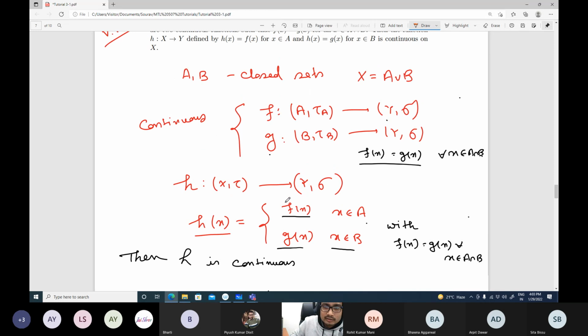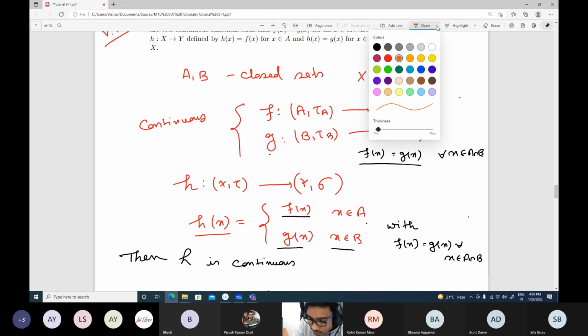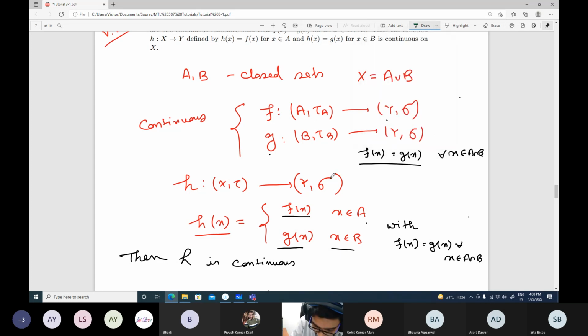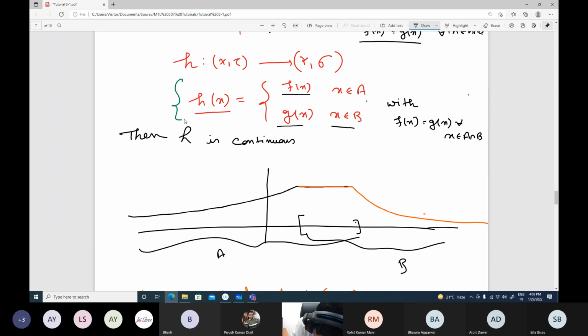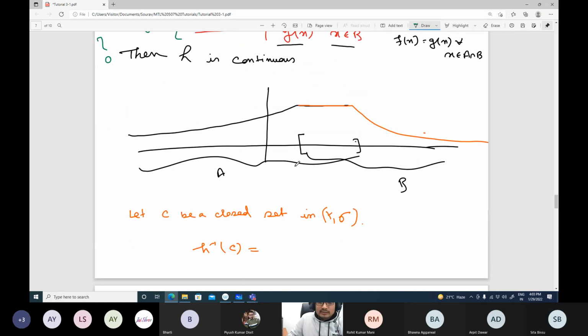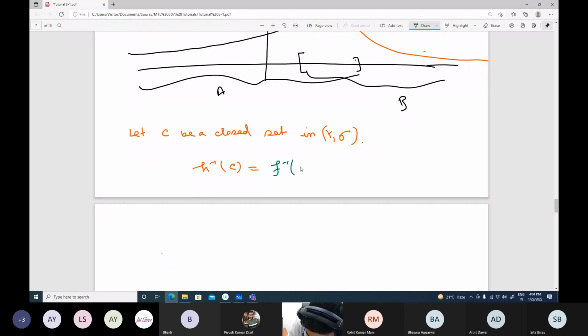Look at the definition here. Forget about the closed set for now. If we have this function, and you take any subset C of Y, then what will be h inverse of C? This is f inverse of C union g inverse of C, right? Yes, sir. Then we can write h inverse C as f inverse of C union g inverse of C.